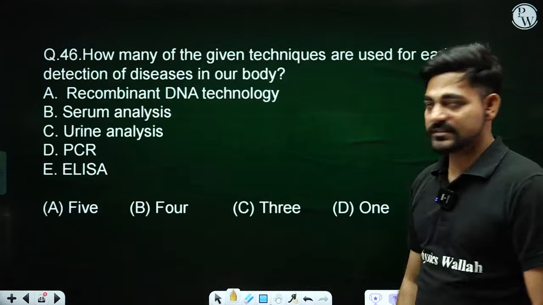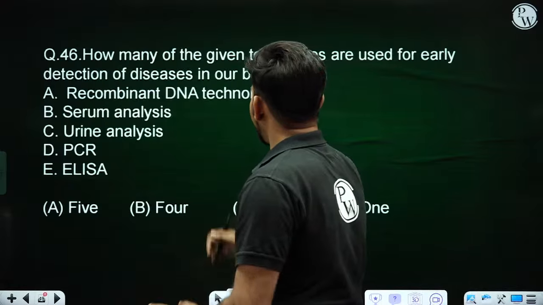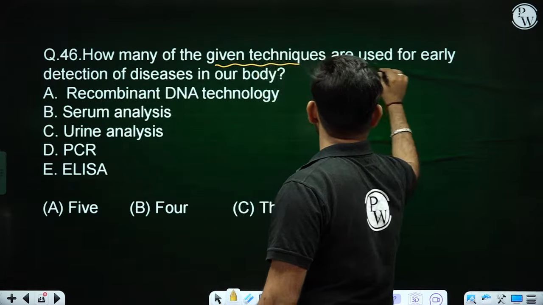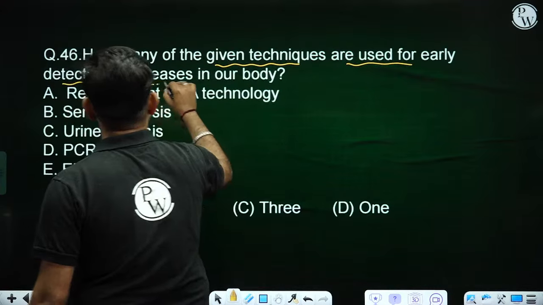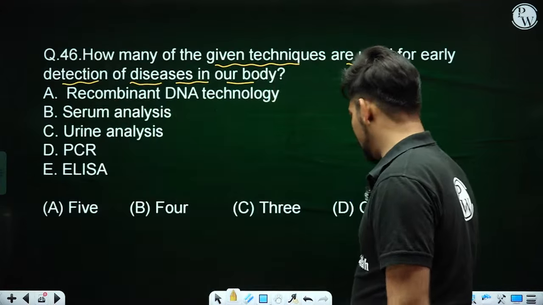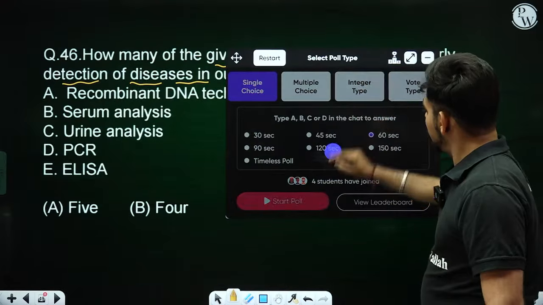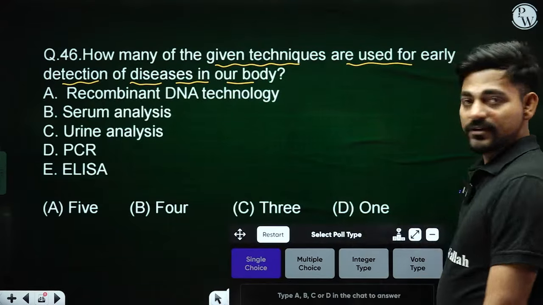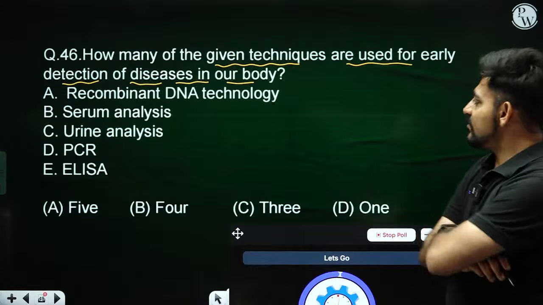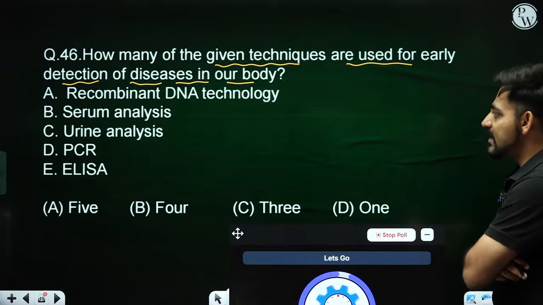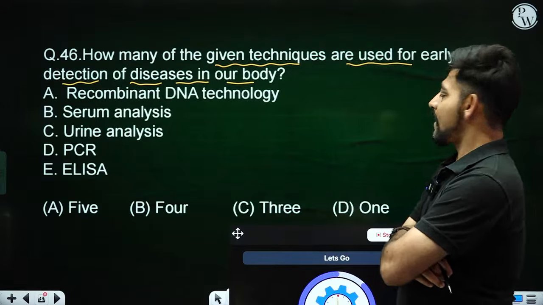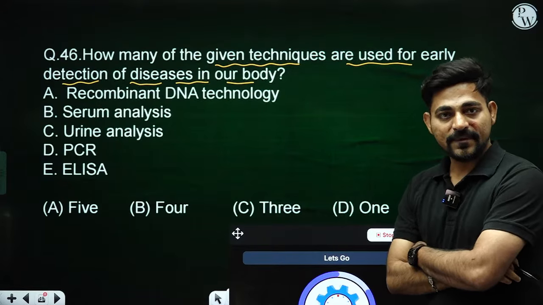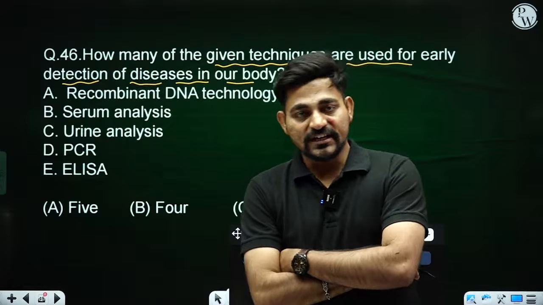Question number 46. How many of the given techniques are used for early detection of disease in our body? Now this is kind of an easy one. How many of these given techniques are used for early detection of disease in our body? If you don't want to go with conventional techniques.